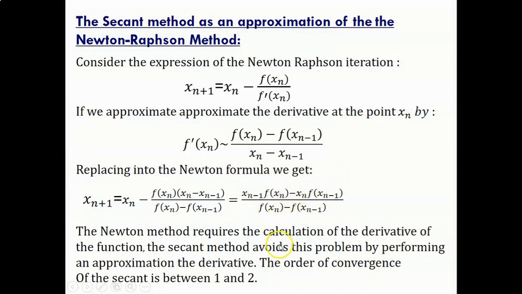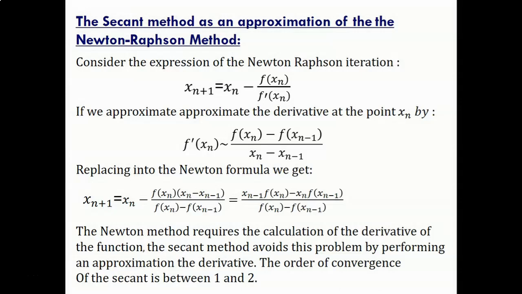So now replacing into the Newton formula, you get the secant method. The advantage of the secant method compared to the Newton method is that it doesn't require the evaluation of the derivative. So it can be interesting in cases where the analytical expression for the derivative of some function cannot be evaluated, but it is relatively slower than the Newton method.